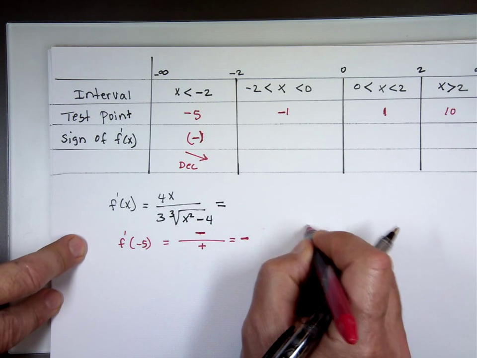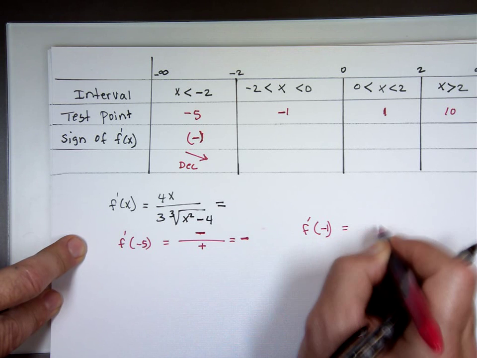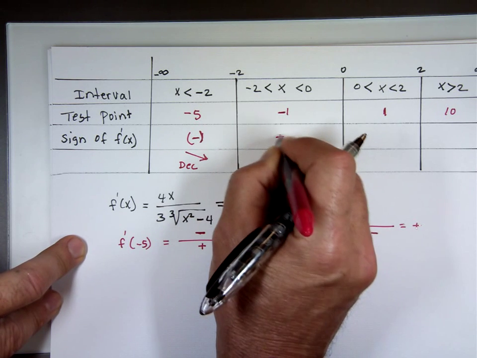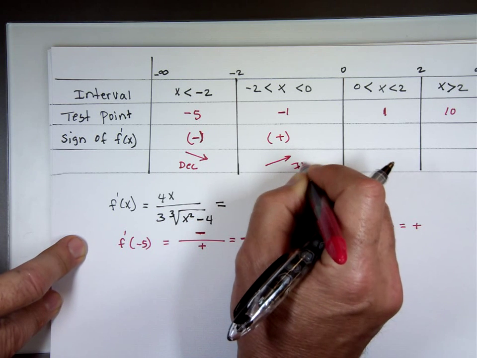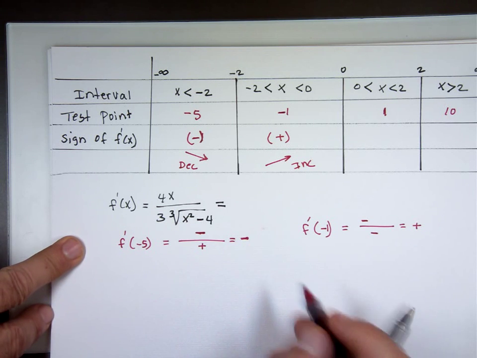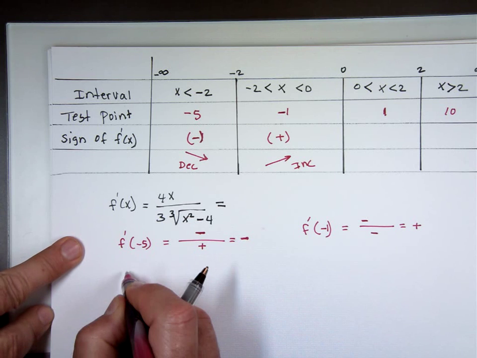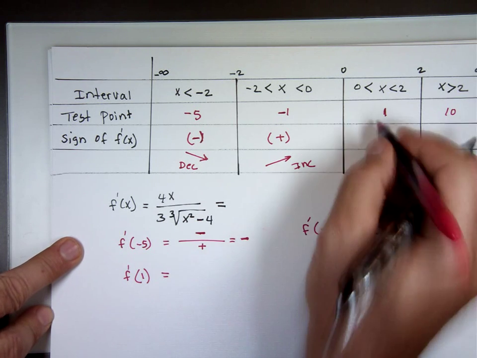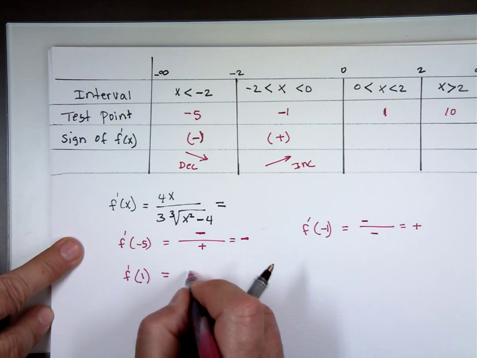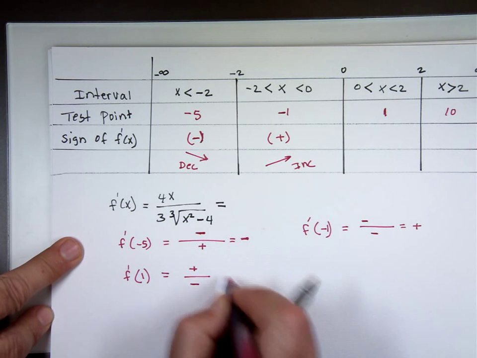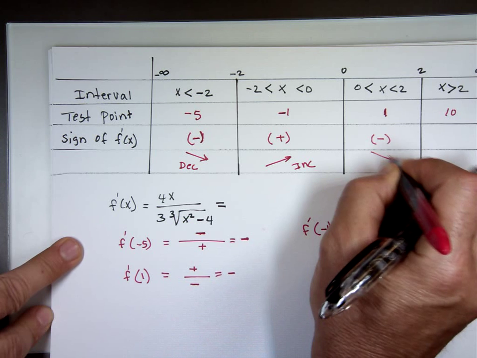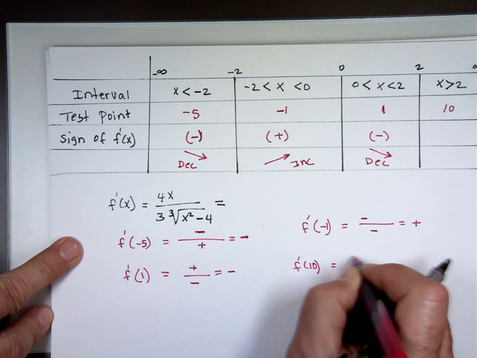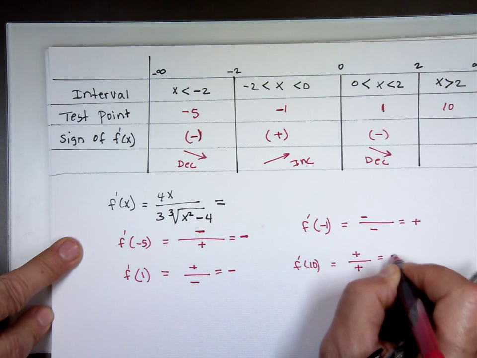Let's try the derivative at negative 1. Negative on the top, the bottom is going to be negative. What's negative over negative? Positive, increasing. And notice I plug it into the derivative, not the function. The function doesn't tell me if it's increasing or decreasing. What is the derivative at 1? Positive on the top, negative on the bottom. What's positive over negative? Negative, decreasing. And what about 10? Positive on the top, positive on the bottom, positive. That's increasing.